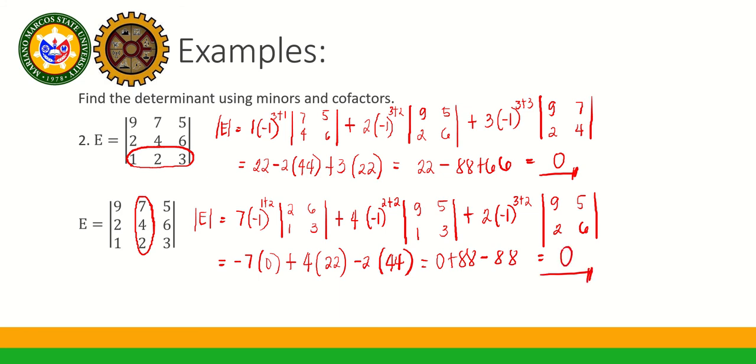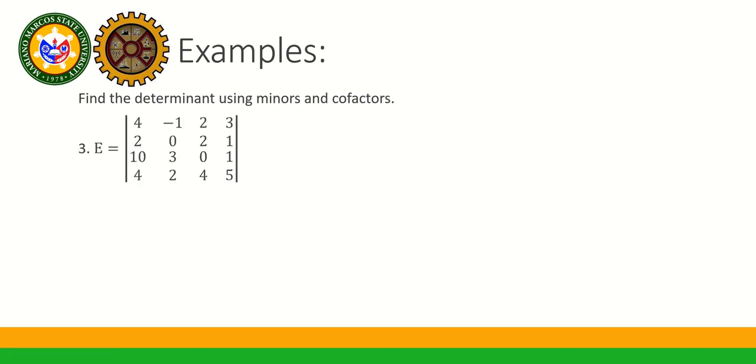So, okay, napatunayan ulit na kahit anong element yung iselect mo, you will still arrive to the same determinant. Okay? Basta tama yung process na gagawin mo. Okay, so that is example number 2, using minors and cofactors.